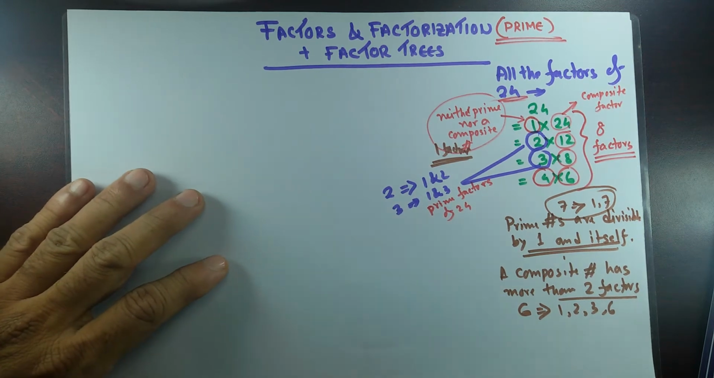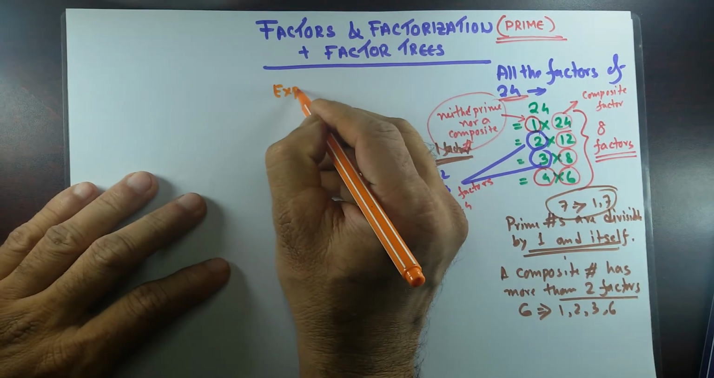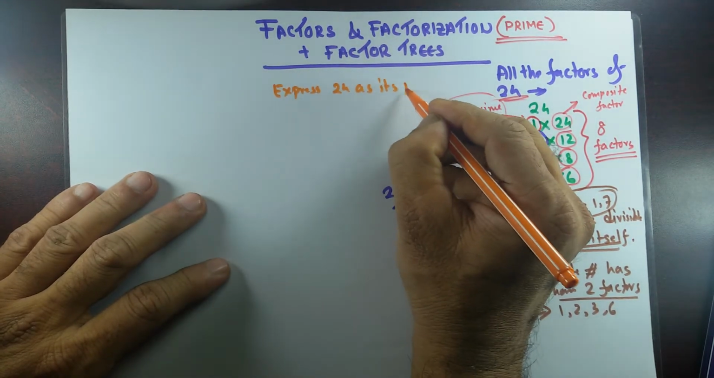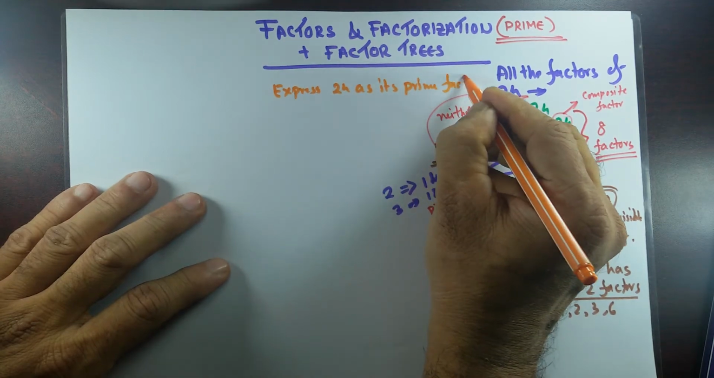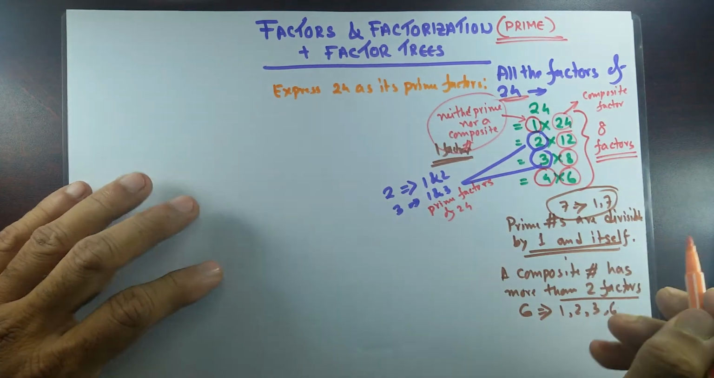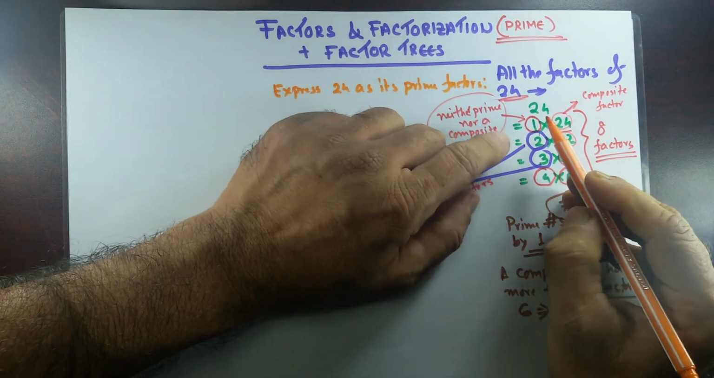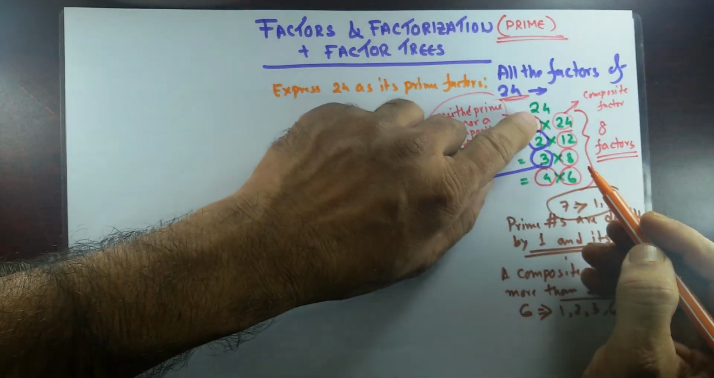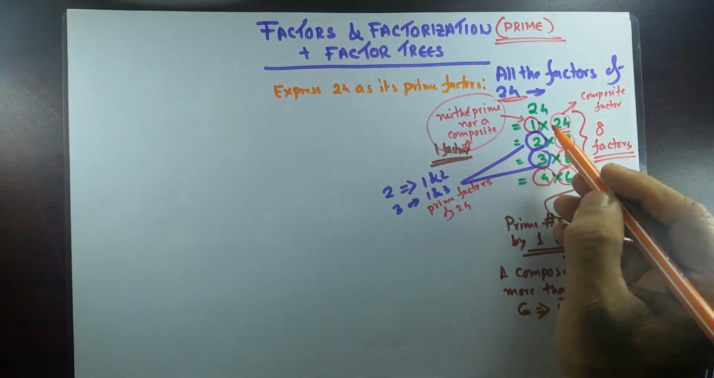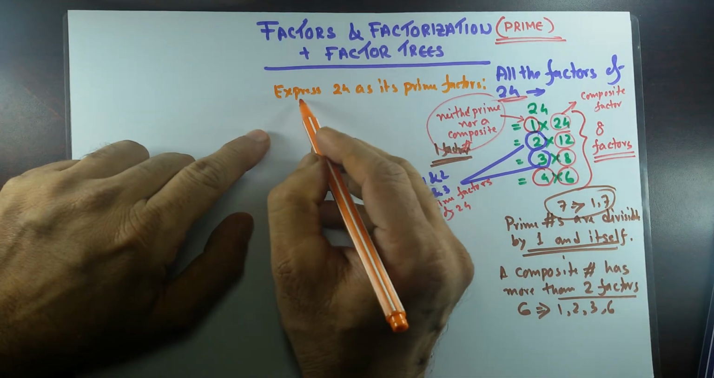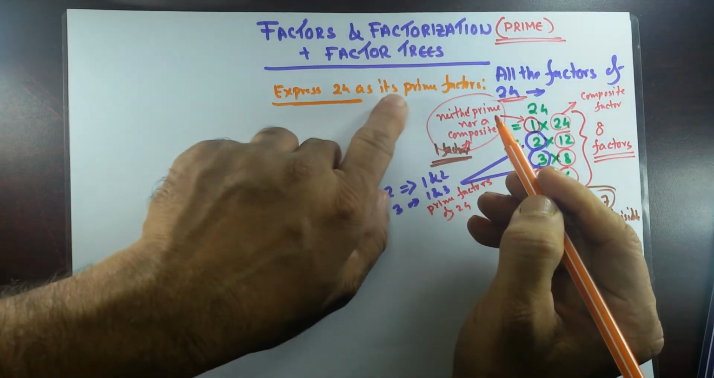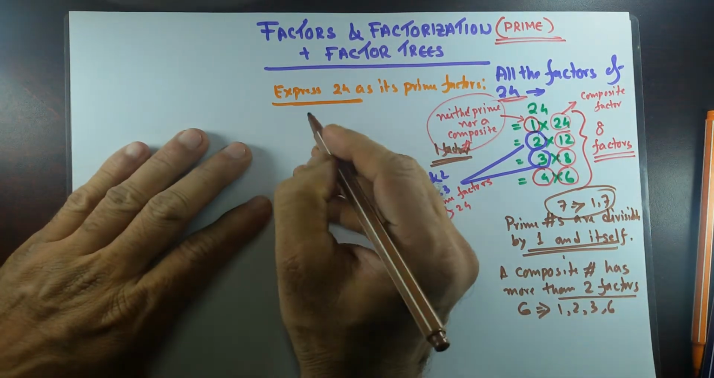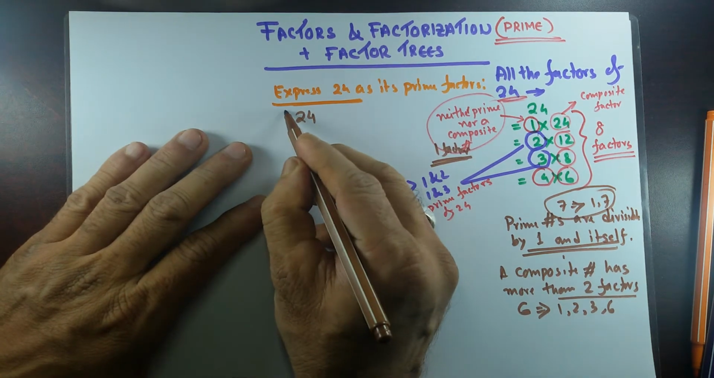But if the question says express 24 as its prime factors, what to do? If the question says what are the prime numbers that are factors of 24, then you can say 2 and 3 are the only 2 prime factors that divide 24. But here it says express the whole 24 as its prime factors. We're going to do something slightly different over here. We're going to write down 24 and use the short division method.